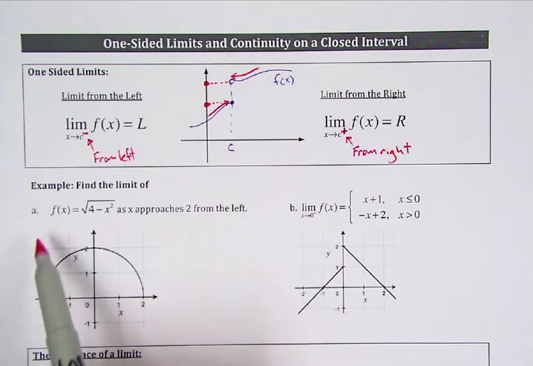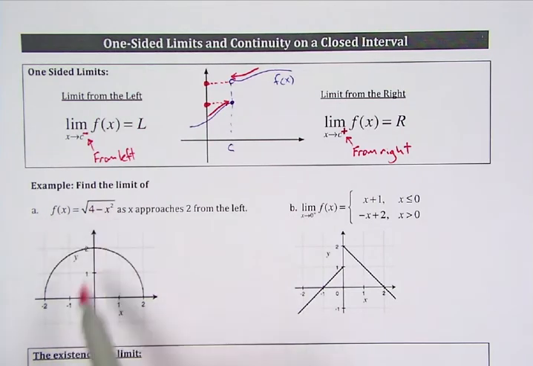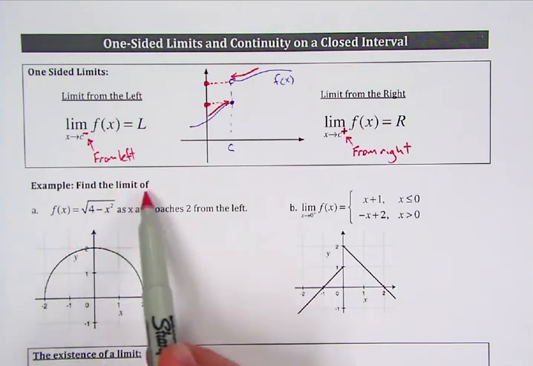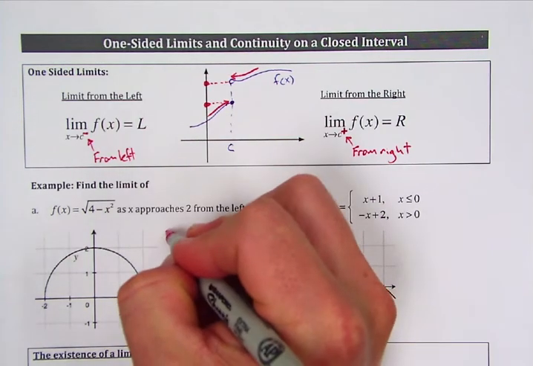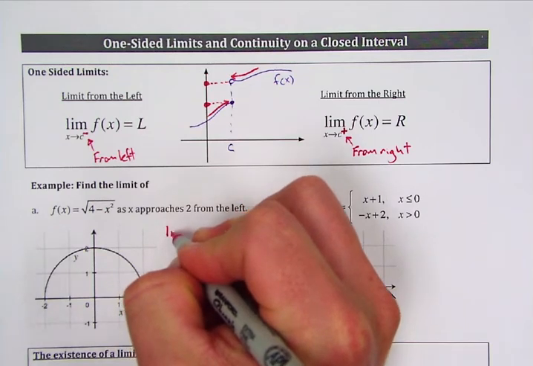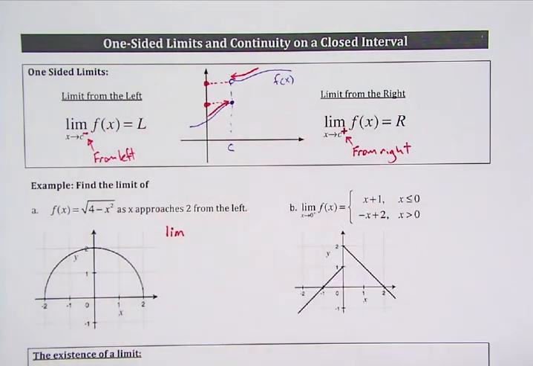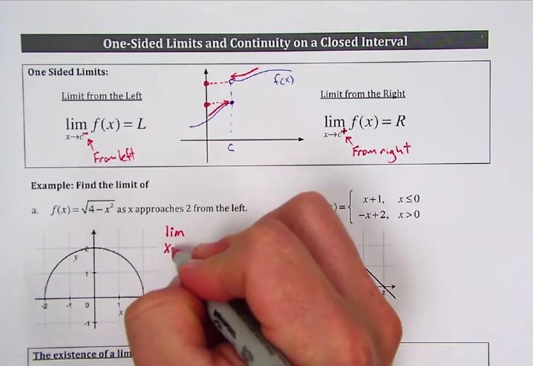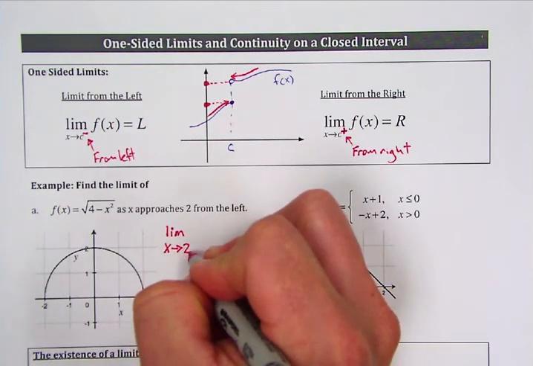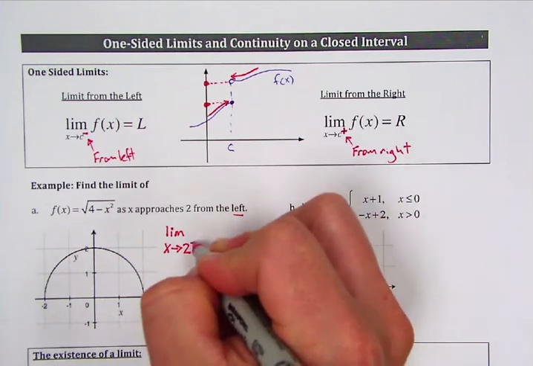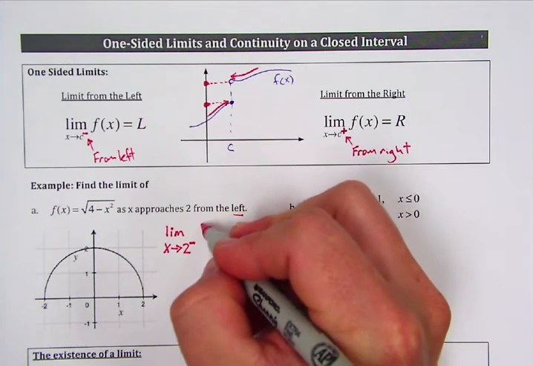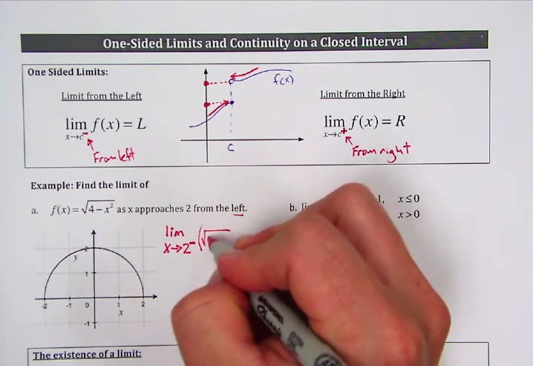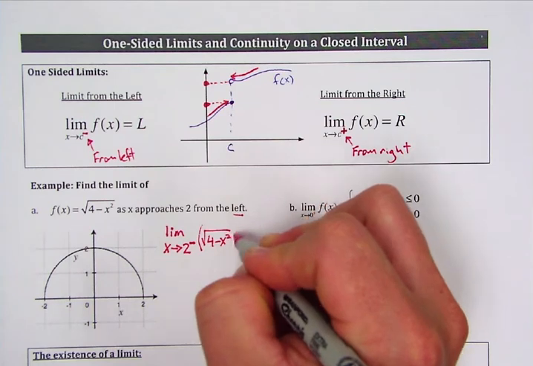So let's try our example here. We have a function, the square root of 4 minus x squared. And we want to find the limit of this function as x approaches 2 from the left. So let's practice writing that in our notation. So we write the limit as x approaches 2 from the left. So for the left we put a minus, of our function, the square root of 4 minus x squared.